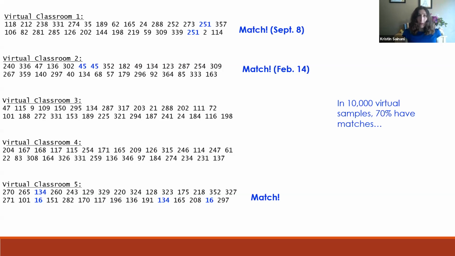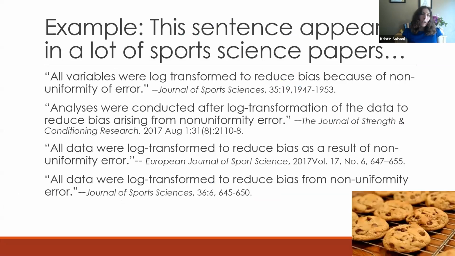So the last example I wanted to present today, I wanted to show you how computer simulation can be used to help unpack the black box of statistics when you're doing your own data analysis. And I'm going to use an example from sports science. I was recently working on a systematic review of over 200 sports science papers with some of my colleagues. And as part of that review, we had to read the statistical methods sections of each one of these papers.